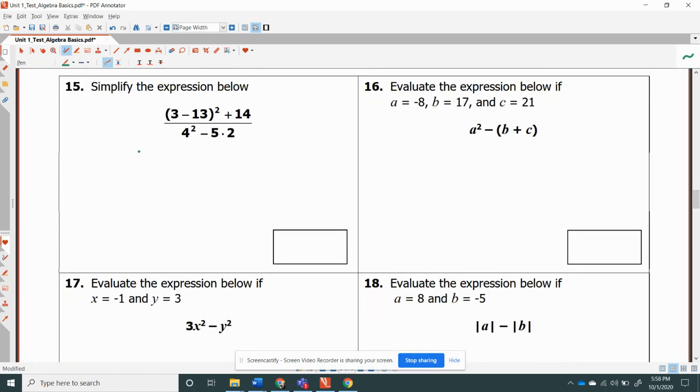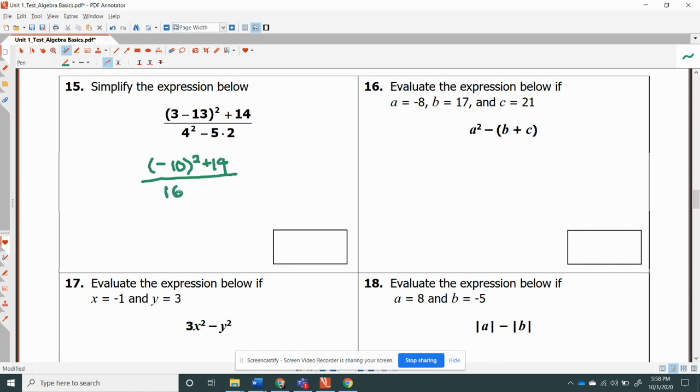Let's do another one. So we'll start. Let's start within the parentheses. So 3 minus 13 is -10. And that quantity will be squared, plus 14.